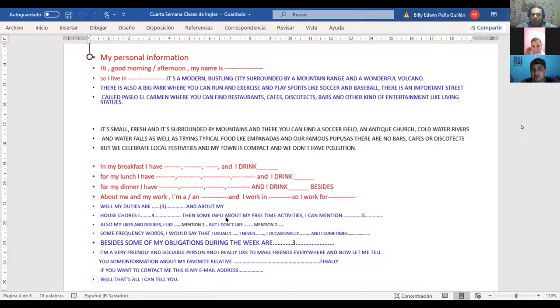Okay, aquí primero, donde dice about me and my work, ahí dices tu profesión. ¿Cuál es tu profesión o tu posición en la compañía, Catherine? Entonces sería: I'm a financial advisor. And I work in a bank. So I work for, ¿cómo se llama el nombre del banco? A bank. Okay, so I work for a bank. Okay, that's it. All right, continue, Catherine.